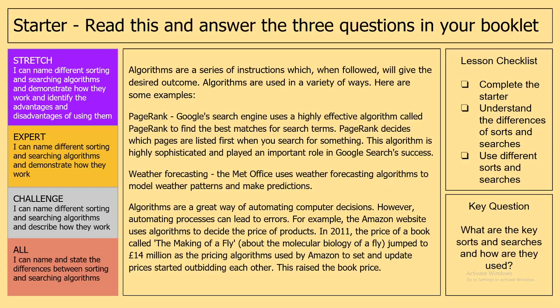We've got some text there that you need to read, so give the video a pause, read through the information, make sure you're happy with it, and then you've got 3 questions on the front of your booklet to be answering. What are two algorithms? Why would Google need an algorithm to rank pages? And why do the Met Office need to use algorithms? That last one, have a proper think about it. Think about what we can find out from algorithms from this page.